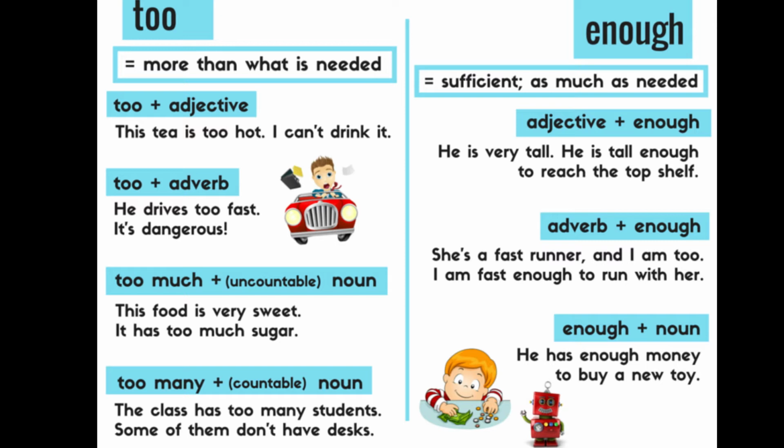So for example, he's very tall. He's tall enough to reach the top shelf, right? Remember, the adjective is in first place. And then we have the adverb plus enough. She is a fast runner and I am too. Okay, so we are using it firstly, kids. Don't forget it, my dears. I am fast enough to run with her.